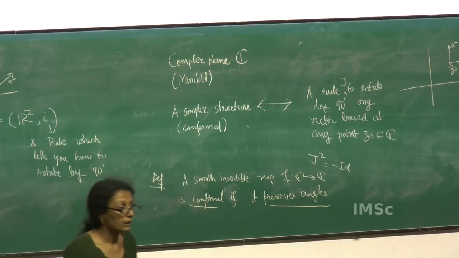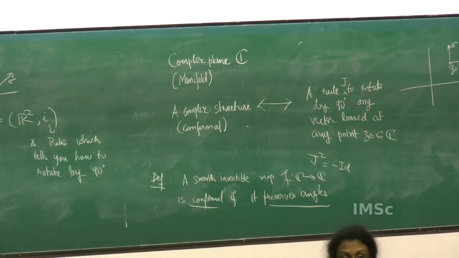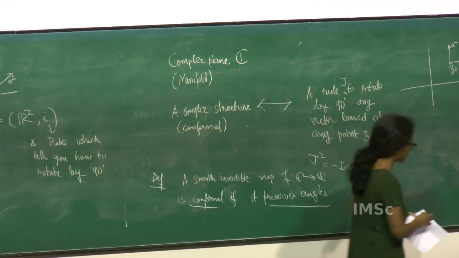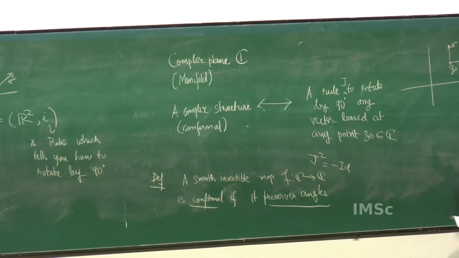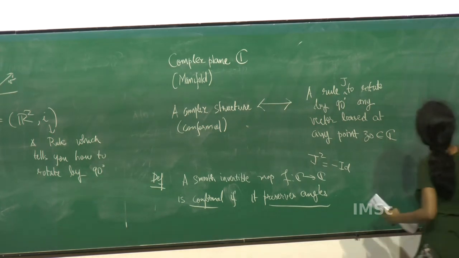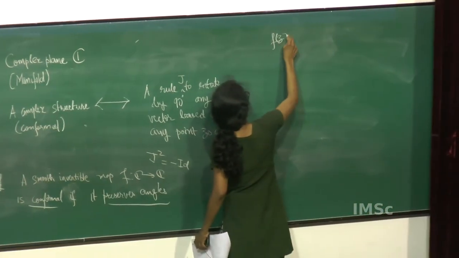So all the first four examples that we saw, all of those are angle preserving. And how did we talk of angle preserving? Let's go back to one of those examples. Let's go back to the second example.